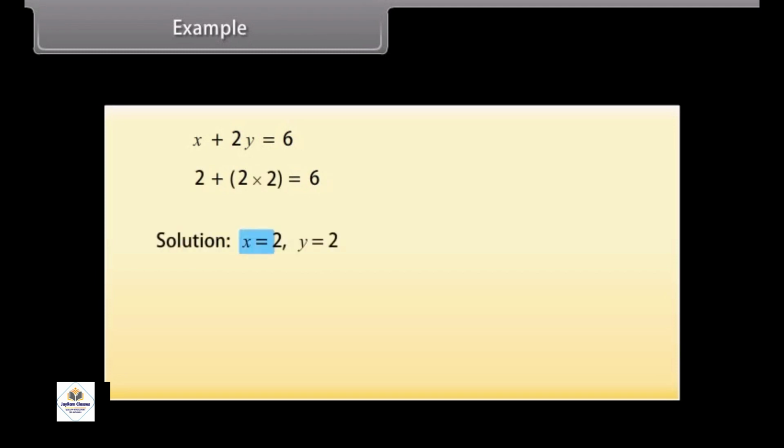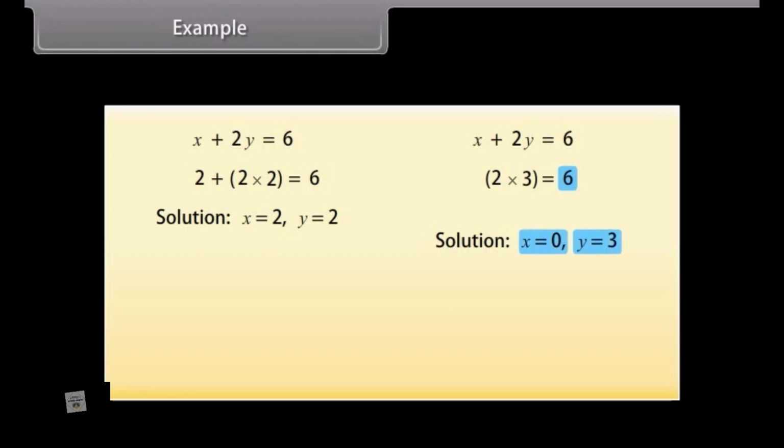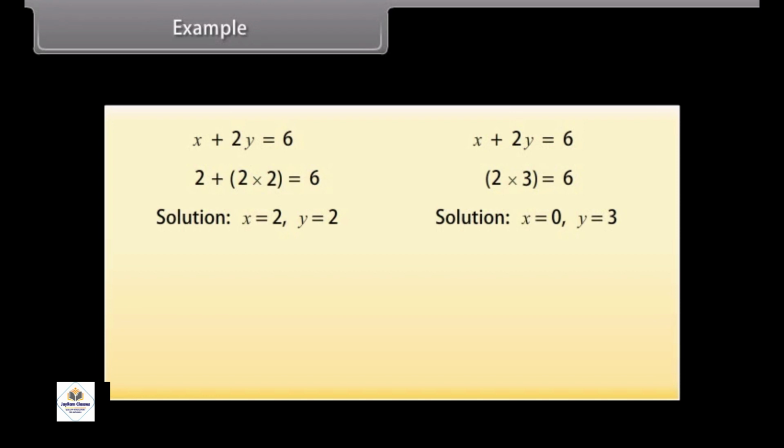Example. Let's now find four different solutions for this equation. By looking at the equation, we can say that x = 2, y = 2 is a solution, because on substituting x as 2 and y as 2, we get the answer 6. Now let us choose x as 0. With this value of x, the given equation reduces to 2y = 6. And substituting y as 3, we get the answer 6. So x = 0, y = 3 is also a solution for x + 2y = 6.